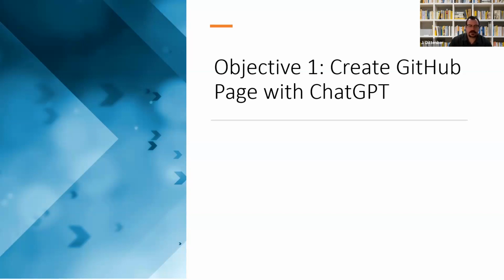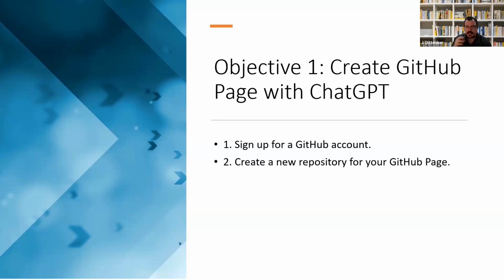Okay, so the first thing we'll have to do here is, step one, sign up for a GitHub account. Now, I already have a GitHub account, so I won't go through that step, but that's fairly simple. Everybody these days probably knows how to sign up for an account online. So I won't be walking through that step, but I will go through how to create the new repository for the GitHub page, and then how to use ChatGPT to generate some HTML content. And I'm going to give you the first page.